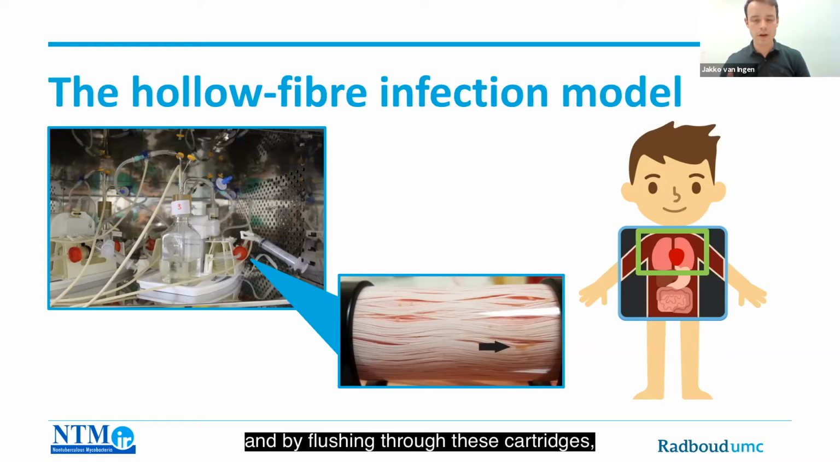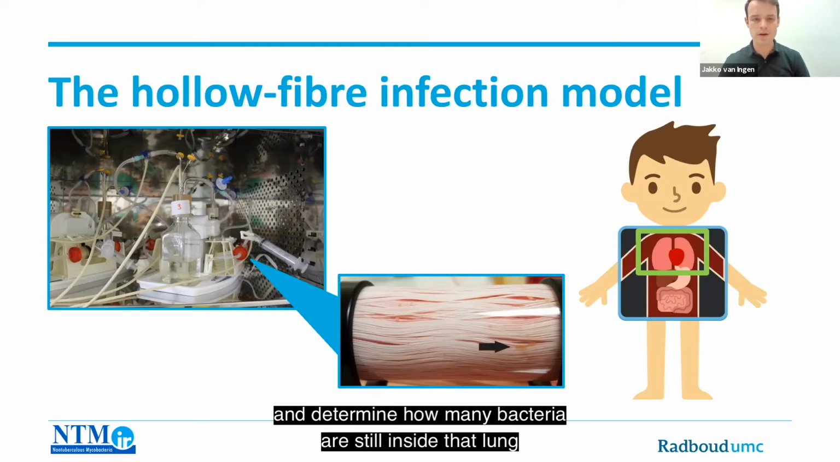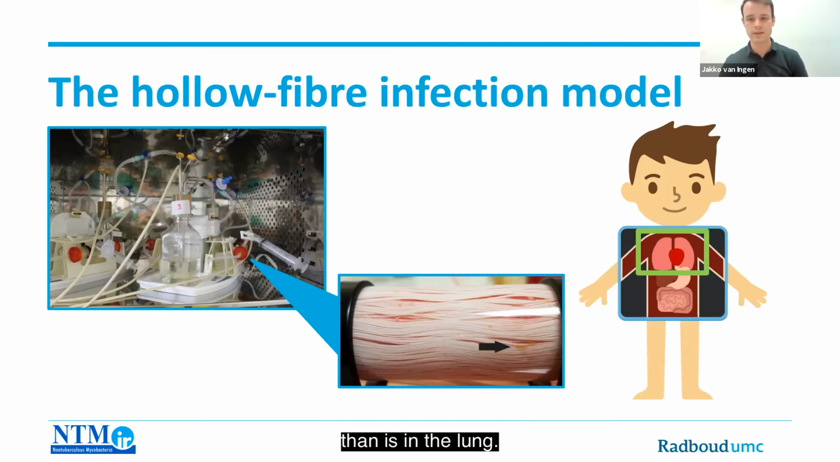By flushing through these cartridges, we can draw samples from them and determine how many bacteria are still inside that lung, but also how much antibiotic is in that lung, because the antibiotic in the general circulation can be a bit different for certain antibiotics than in the lung.